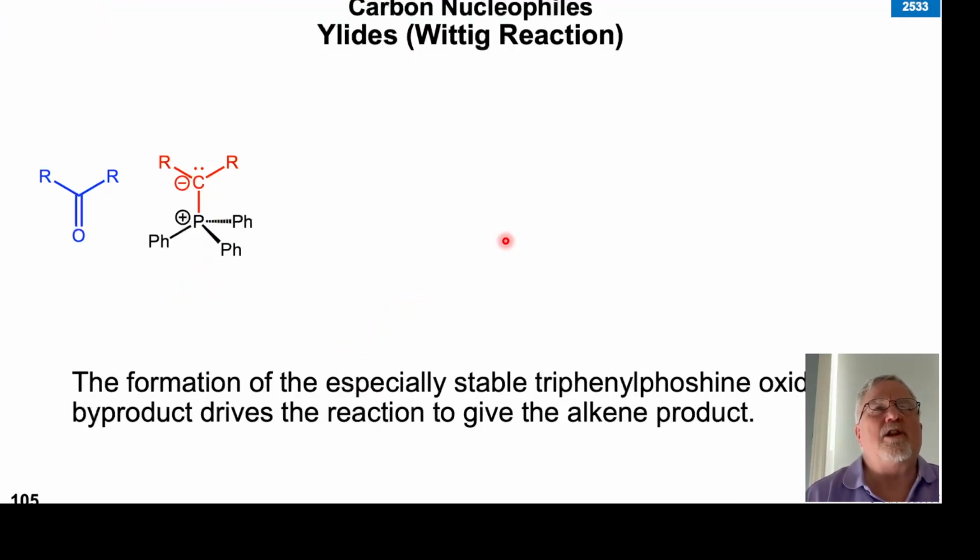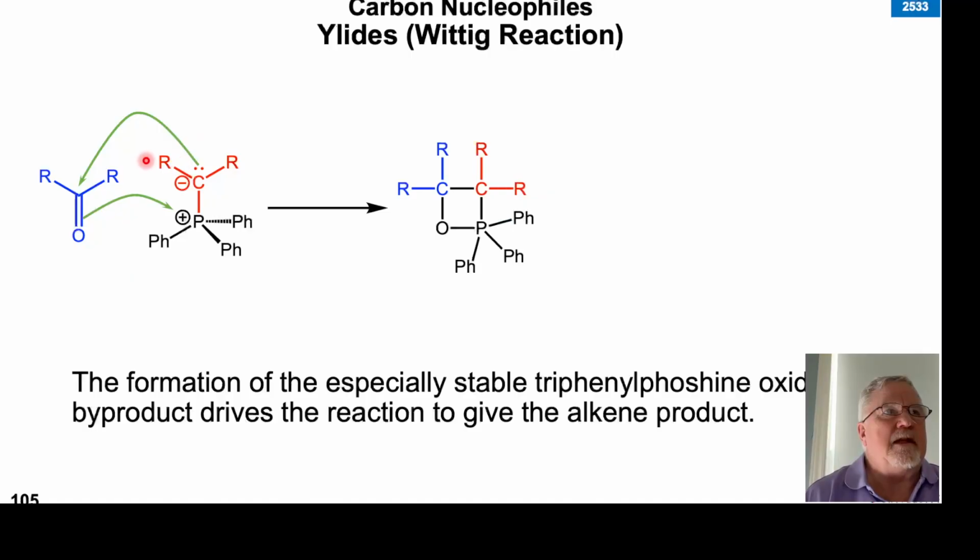Okay, so let's take a look at what happens when we make a Wittig reagent, and then we'll talk about making a Wittig reagent in just a second. So once we have our zwitterionic species, I'm going to draw them this way most of the time. This thing is nucleophilic, and it will attack the electrophilic carbon. At the same time, it's possible that the oxygen atom can act as a nucleophile and attach to the phosphorus. And we get this cyclic intermediate, okay?